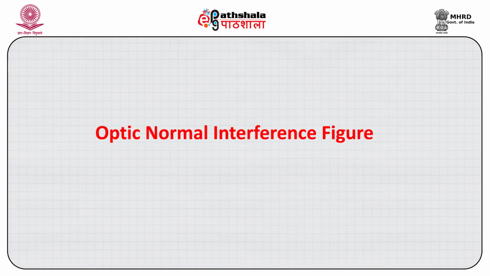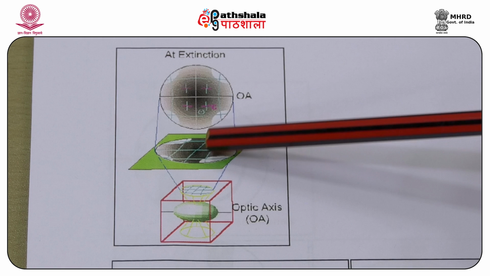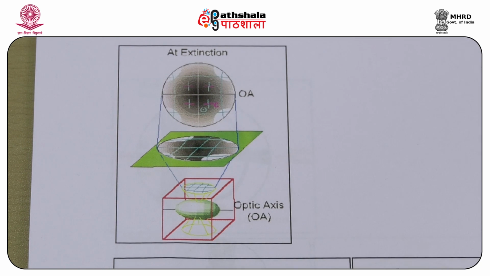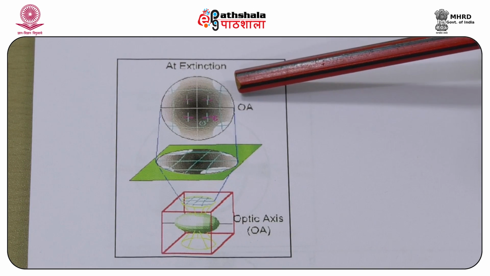Now we will move on to the optic normal interference figure. If a mineral grain is oriented with the optic axis parallel to the microscope stage, as you can see here, we obtain an optic normal interference figure. As these figures display maximum retardation, they are characterized by a broad fuzzy isogyre, as you can observe in this diagram above.